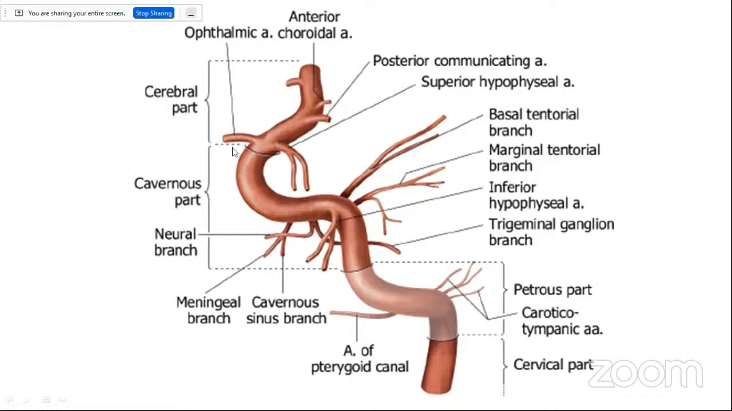Then you have the clinoidal segment and the supraclinoidal segment. The supraclinoidal segments basically include the ophthalmic and the communicating segments. It gives off the ophthalmic artery from the ophthalmic segment, followed by the anterior choroidal artery. From the ophthalmic segment, you also have a significant branch, which is the superior hypophyseal artery. So this is just a basic overview. We'll be discussing all those branches separately so that we can remember those.